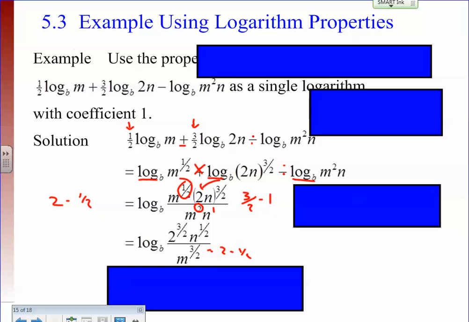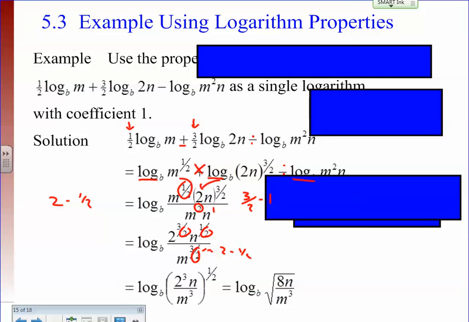Okay, so now we have to recognize that each one of these exponents is divided by 2, so we can do the whole thing times 1/2. And 2 to the 3rd times 1/2, m to the 3rd on the bottom, n. And remember, this 1/2 is just another way of saying the square root, so they wrote that as a square root. 2 to the 3rd is 8, so it gets back to a single logarithm, and it looks like that.